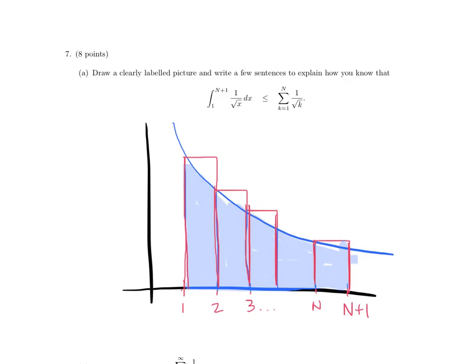And we can see that each of these rectangles, because 1 over root x is a decreasing function, this is a left-hand approximation, and so the sum of these rectangles is actually going to be greater than the shaded region, the actual area under the curve.